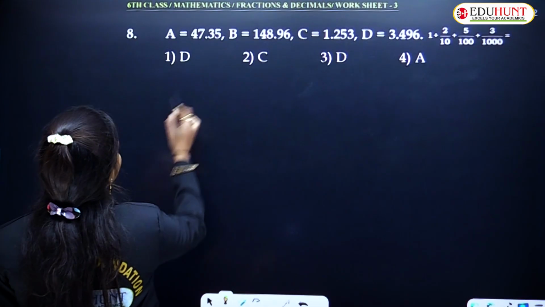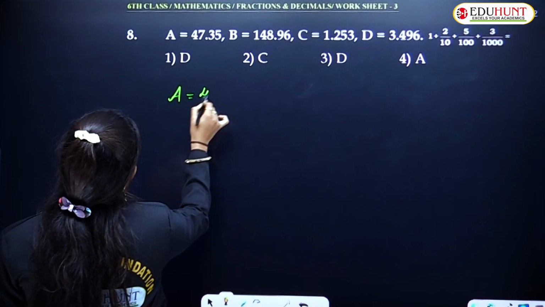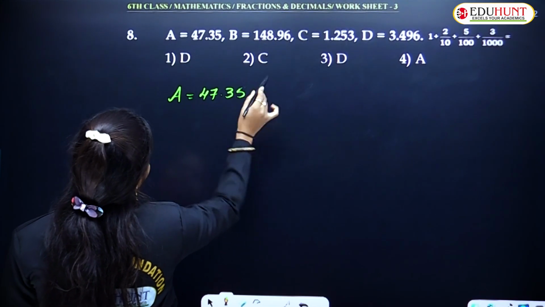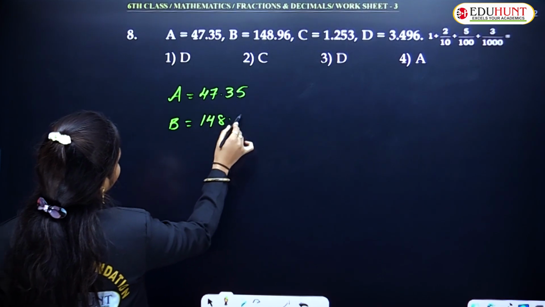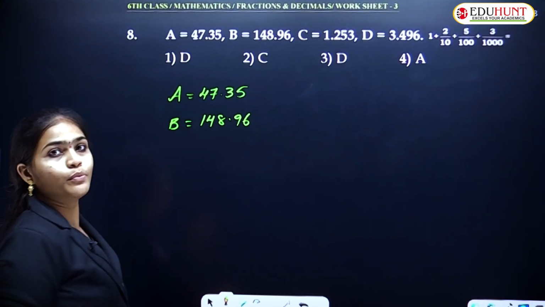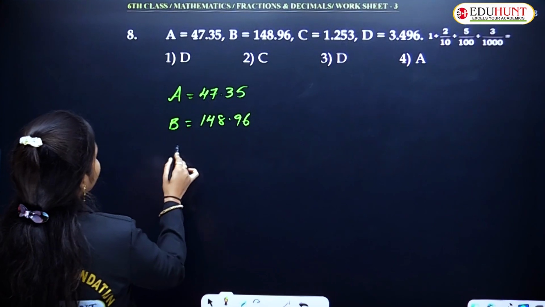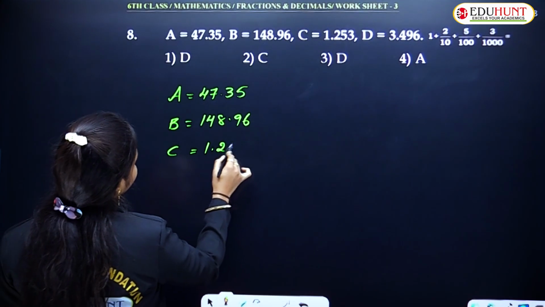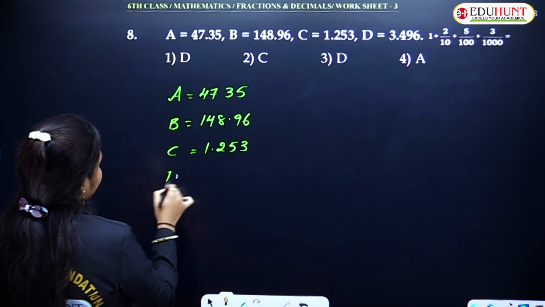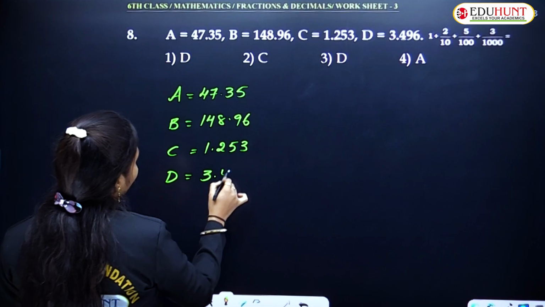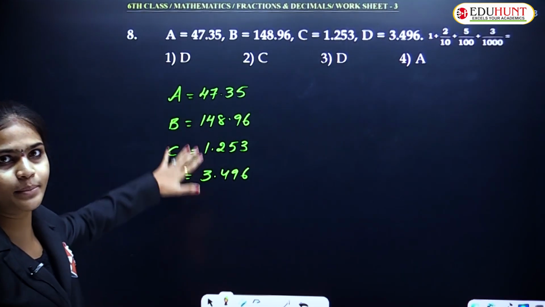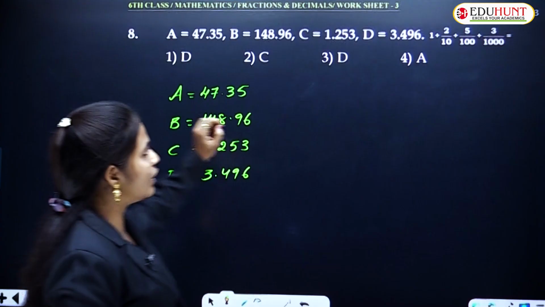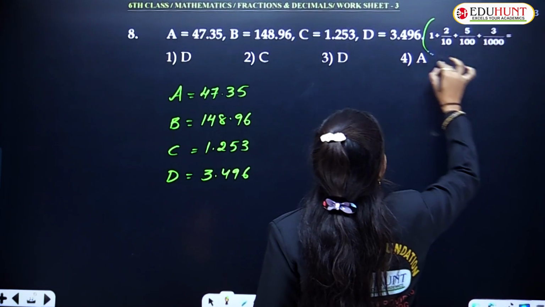What is the 8th one here? If A is equal to 47.35, B is equal to 148.96, and what is the value of C here? C is equal to 1.253. Next, D is equal to 3.496. So 4 values they gave, A, B, C, D. Now we need to find out the value of this expression.